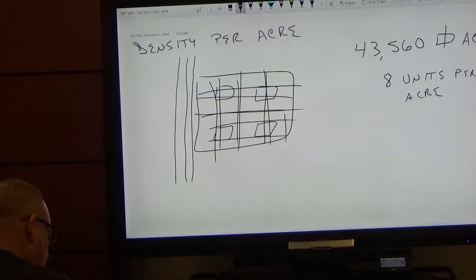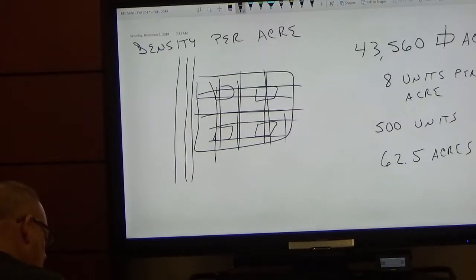And I want to build, let's say, 500 units. Very simply put, how many acres of land do I need? 500 divided by 8 units per acre. So I would need about 62.5 acres of land, all right?